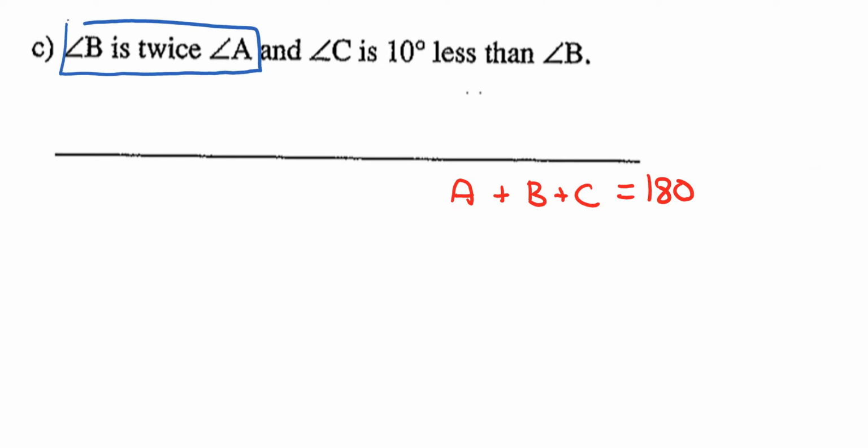I know angle B is twice angle A. So that means B is going to be double angle A.